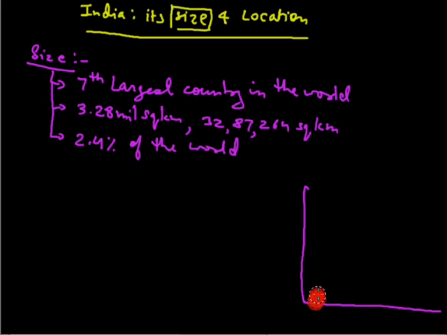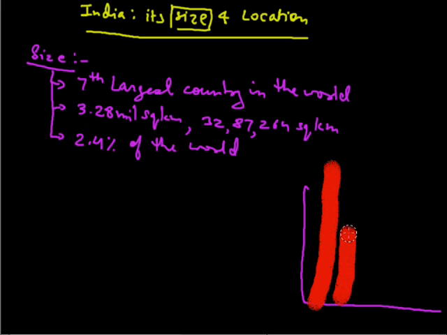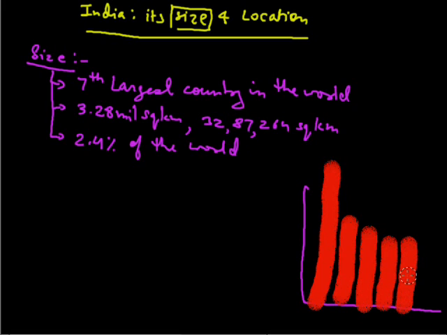Let me make it clear from here. This is Russia, the first largest country. Then the second largest country, Canada, China, America, Brazil, and this is Australia. And the seventh largest country of the world, India, is this. Okay. This much only. It means the first six countries of the world are much larger than India.